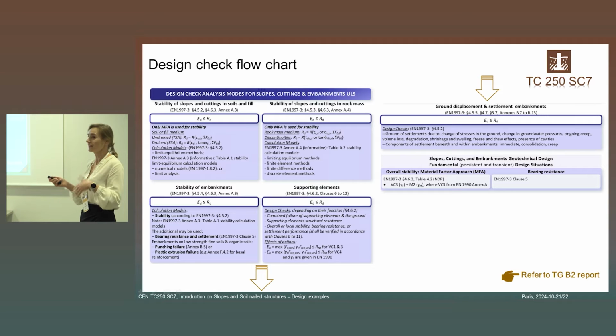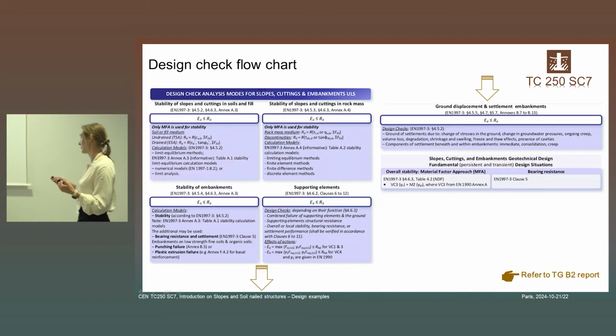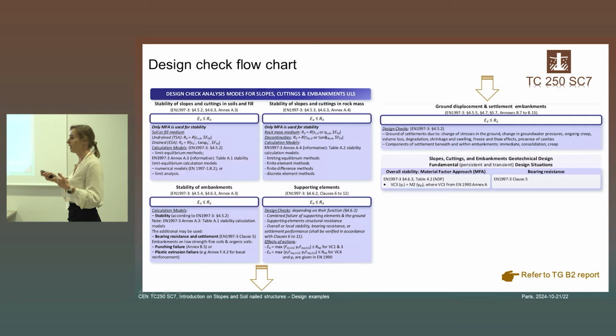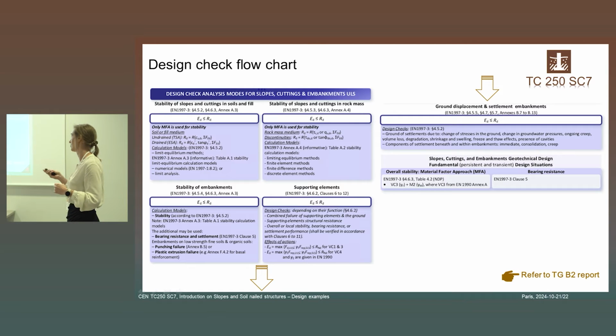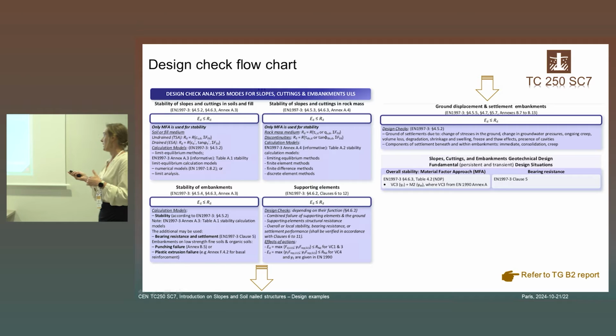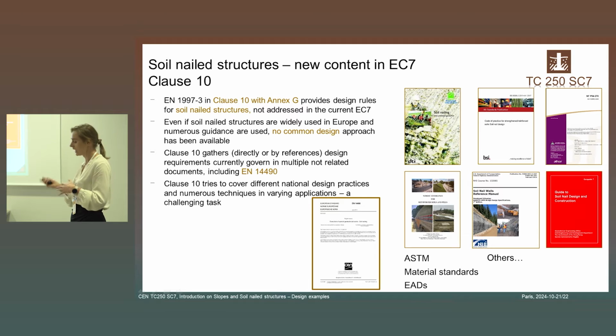And also, if you missed yesterday's presentation of the report from TG-B2, there is a very helpful flow chart for design check of the slopes, cuttings and embankments in the TG-B2 report. So I hope it will be helpful in this first contact with Eurocode 7 of the second generation.